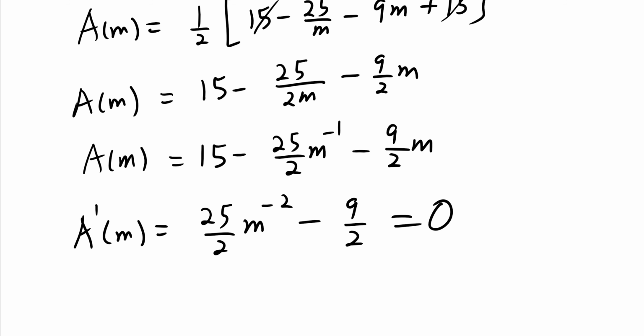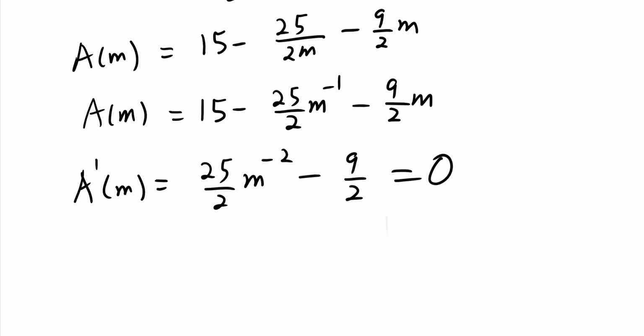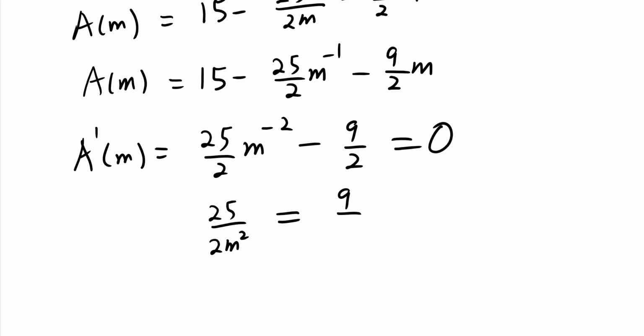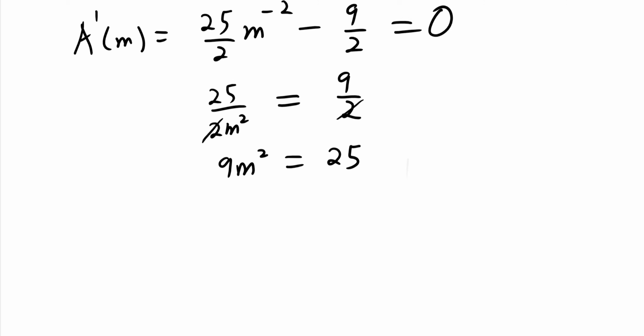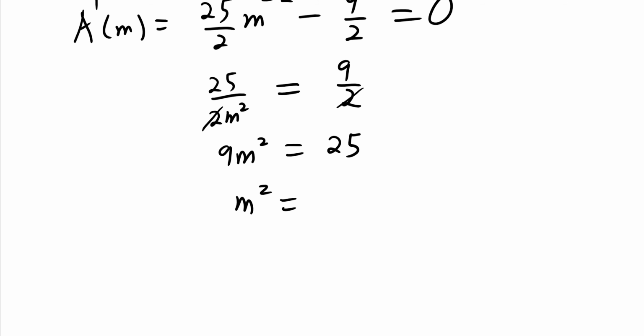And we need to solve for m. How do you solve for m? Keep this here, move the m squared down, and add 9 over 2 to both sides. If we cross multiply, or you multiply both sides by 2's, the 2's cancel. Cross multiply, 9m squared equals 25. How do I solve for m? M squared is 25 over 9.